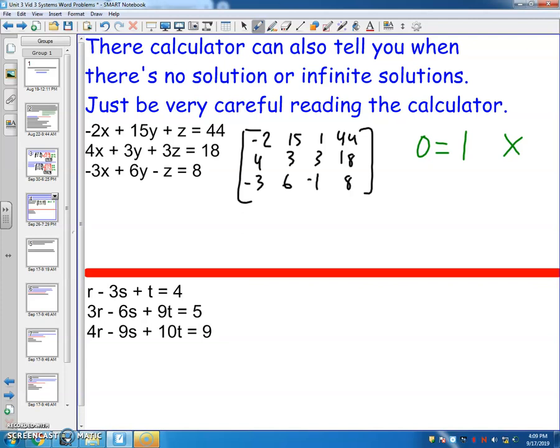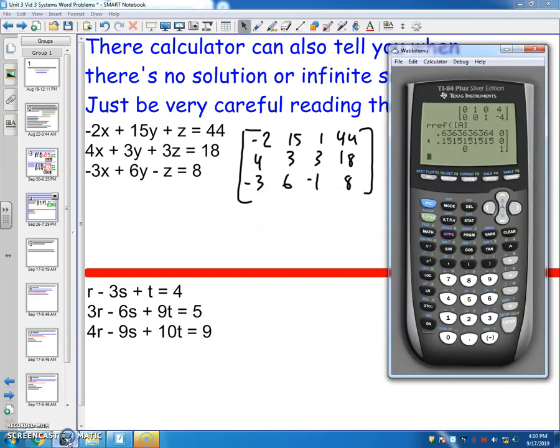If you see a lot of decimals, and you just don't see lots of ones and zeros, it's going to be no solution or infinite solutions. It depends on the third row. But you read it. If it's false, you say no solution, inconsistent. If it's true, you say all real numbers, infinite number of solutions, consistent, dependent.